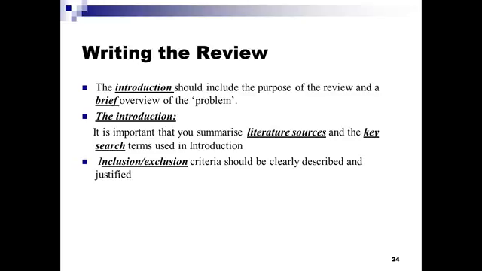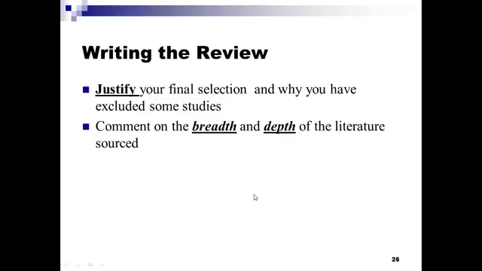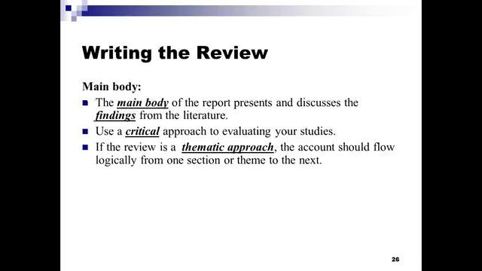If you were writing up a narrative review, you would outline your introduction, summarise your key sources and key words, and then outline your inclusion and exclusion criteria. So you would outline exactly how you've chosen, and justify why you've chosen, those particular articles, because you want to establish that you have looked at a depth and breadth of the literature.